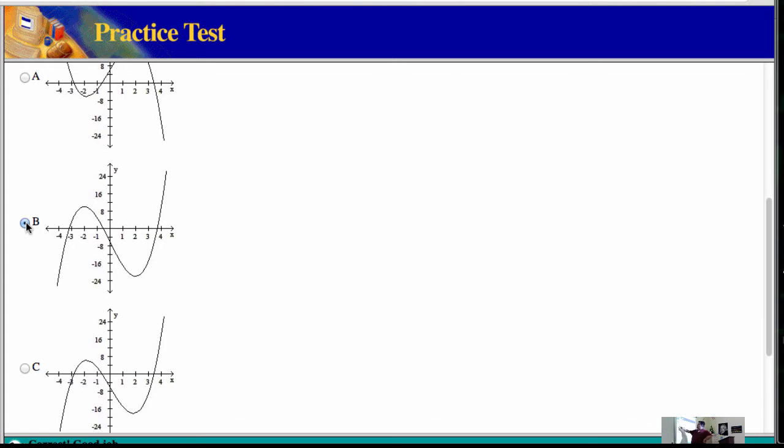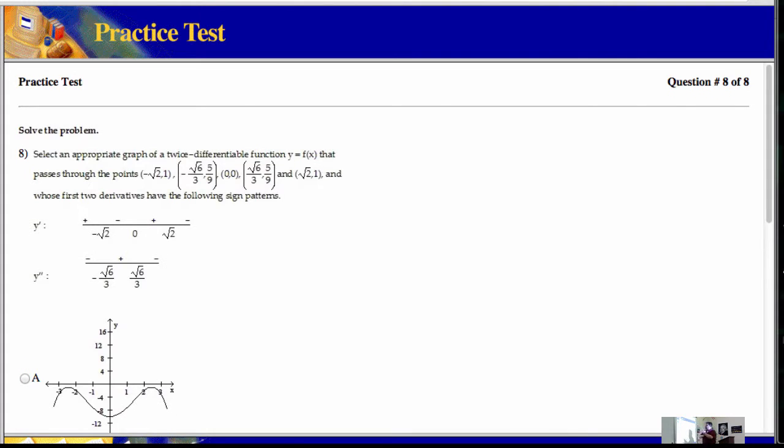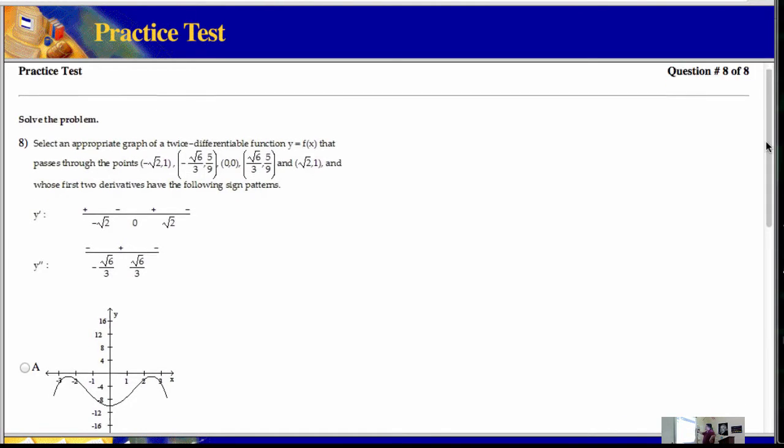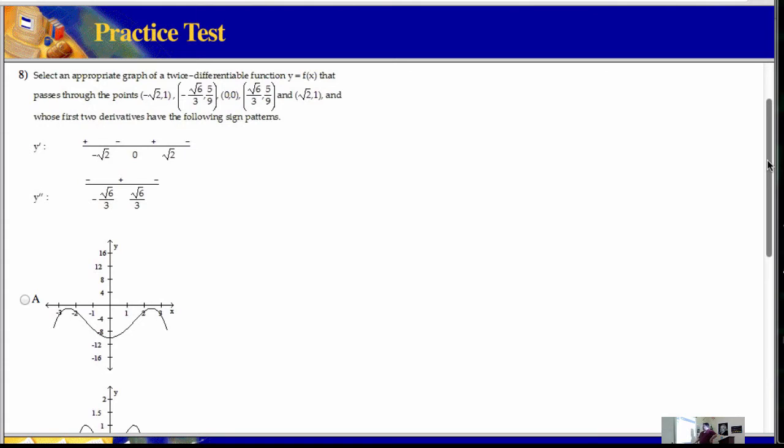Our last, any questions before we do our last problem? No. No? Okay. Alright, solve this problem. Oh man, that looks complicated. Whoa. Select the appropriate graph of the twice differentiable function f of x. That means it has two derivatives. And it gives us the f prime, f double prime, and now they write it in a table. And it tells us what points they pass through, right?